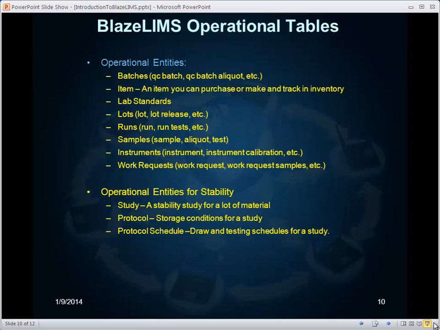There are a host of tables associated with capturing and managing the operation of the lab. And the primary ones are mentioned here. There are batches, QC batch aliquot, QC batch test, associated with tracking a set of aliquots through a particular method that are processed as a group, either through prep or measurement. An item is an item that you can purchase or make and track in inventory in terms of its components and usage. Lab standards, to be able to formulate and track standards as they are created and used.